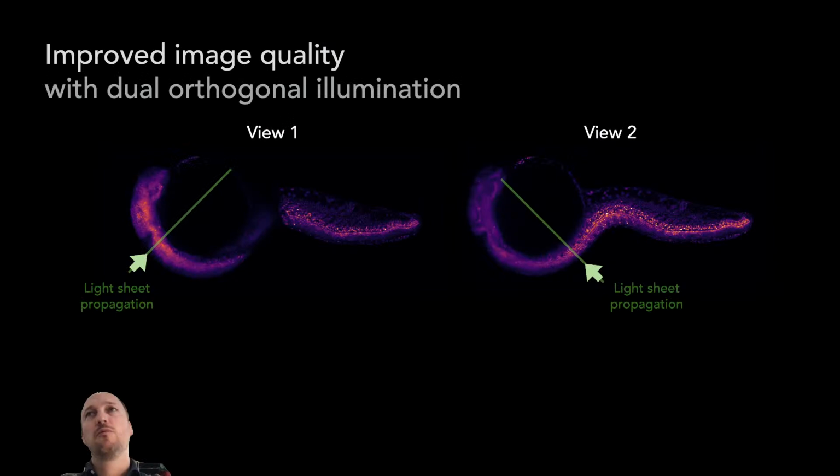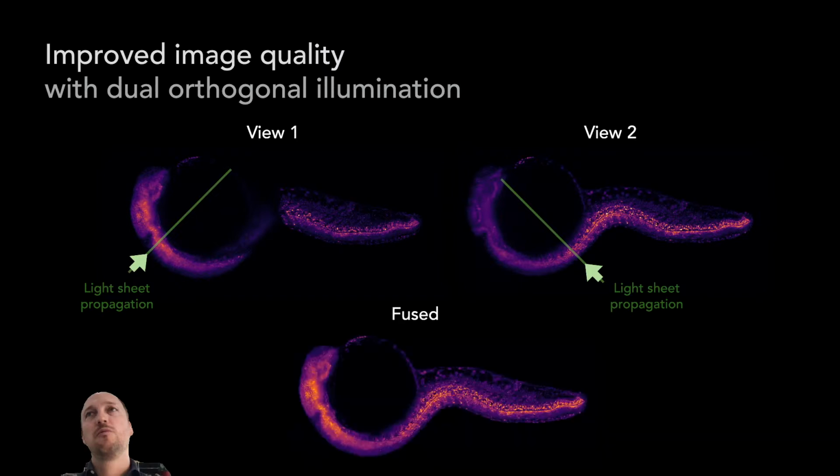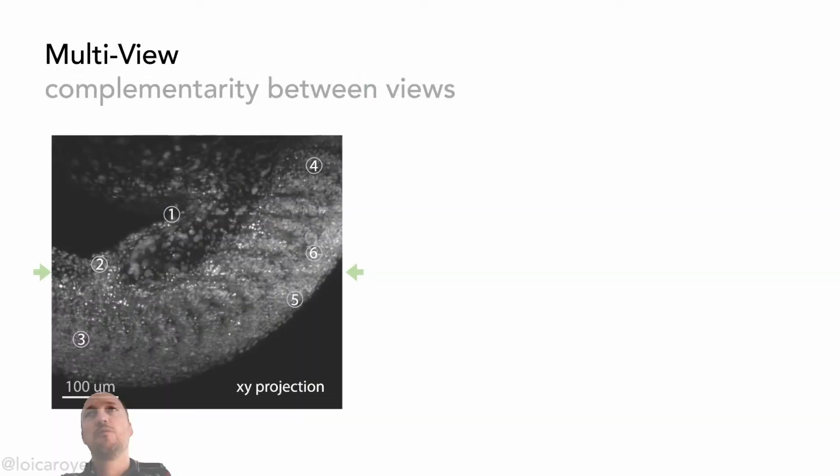So here is what it looks like. You have two views, and you can see that different parts of the sample lead to different image qualities between the two views. There are parts of view one that are better quality than parts of view two. So it's definitely complementary. And so we can fuse that with an algorithm that we designed, a very simple, content-aware fusion algorithm.